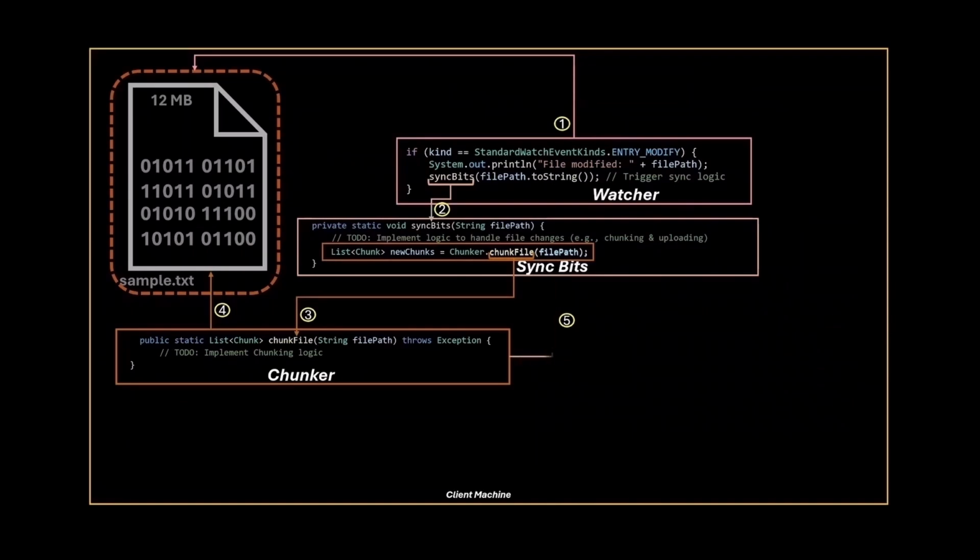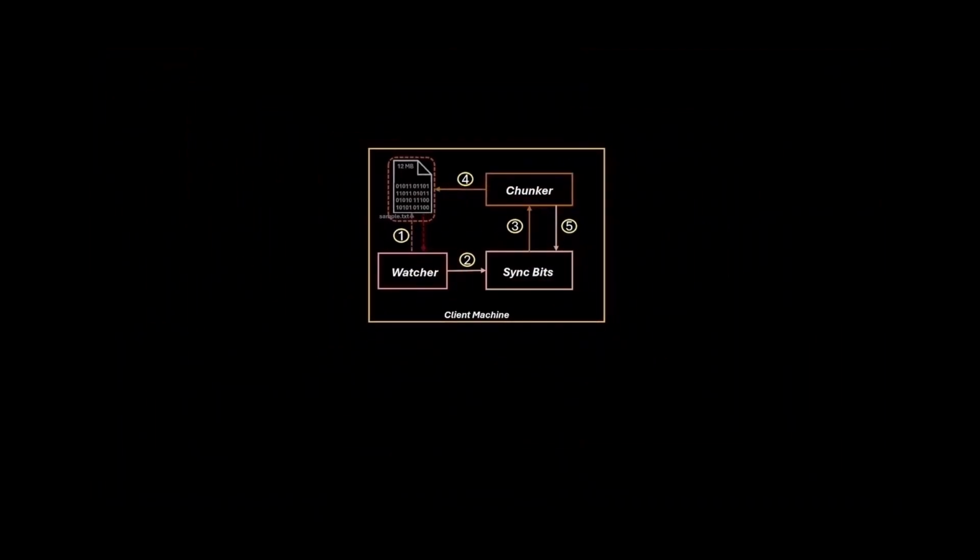So let's recap what has happened between the sync service and the chunker service. The sync service passes on the file path where the change has been detected to the chunker service. The chunker service reads that file, creates a list of chunks and sends it back to the sync service for further processing. So this is what we have discussed so far, step number 1 till step number 5.